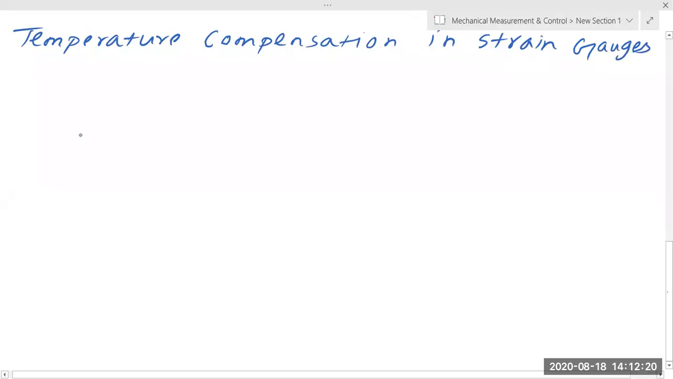Now, since we are starting with temperature compensation in strain gauges, I would like to clarify when we compensate for something. If that thing is extra, we need to compensate for it. Suppose I'll just explain. In strain gauges, what do you do?